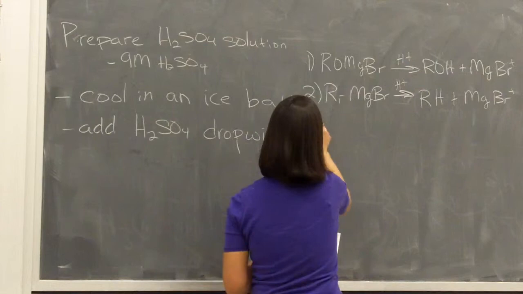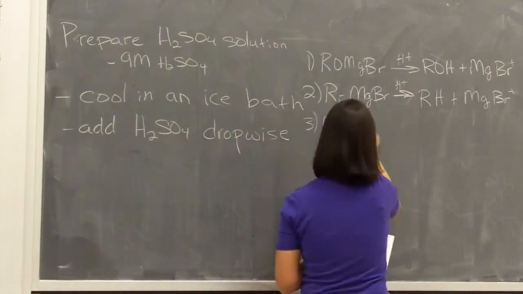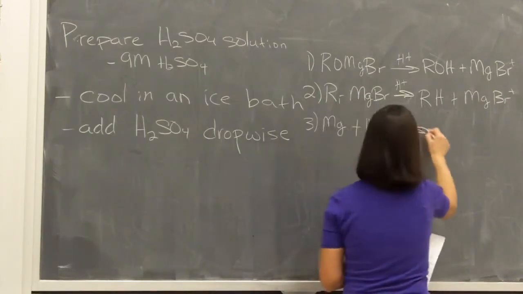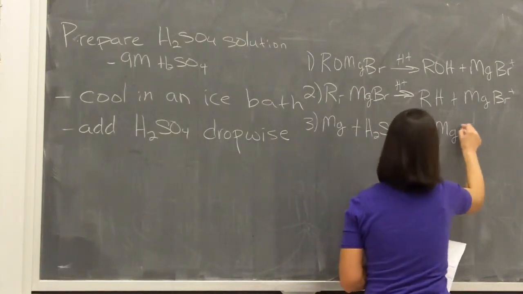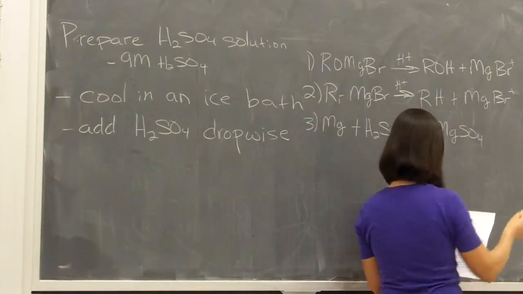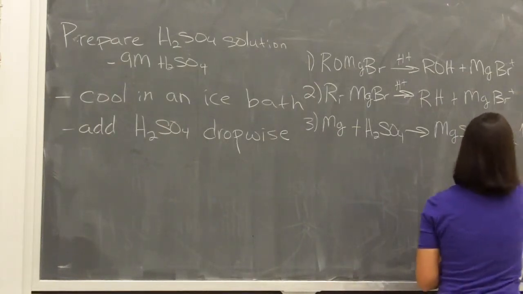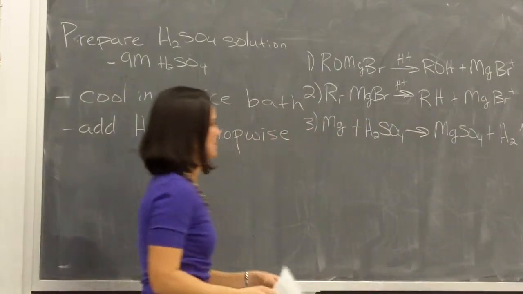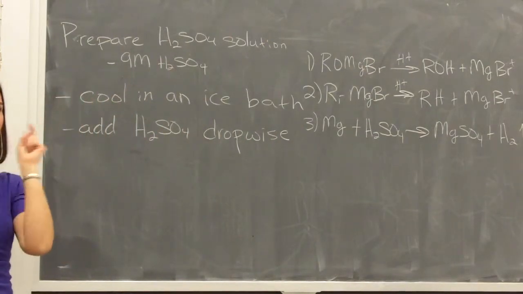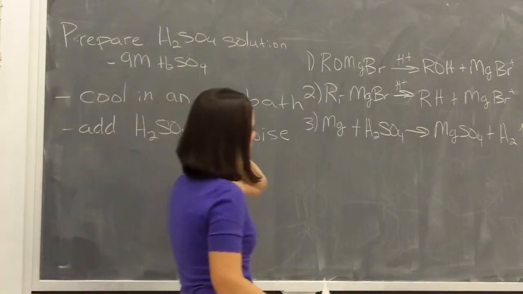We also are quenching our magnesium. So the magnesium reacting with sulfuric acid is going to make magnesium sulfate, which is a white solid, and then gives off hydrogen gas. Okay, so you'll see the magnesium reacting, it'll kind of whirl around in the flask, and then hydrogen gas will be given off.